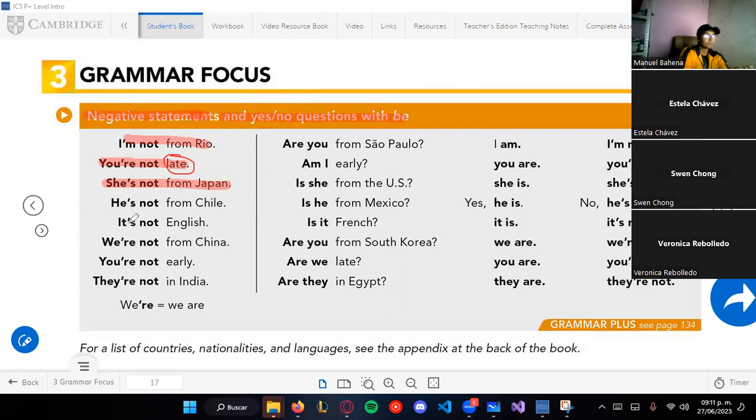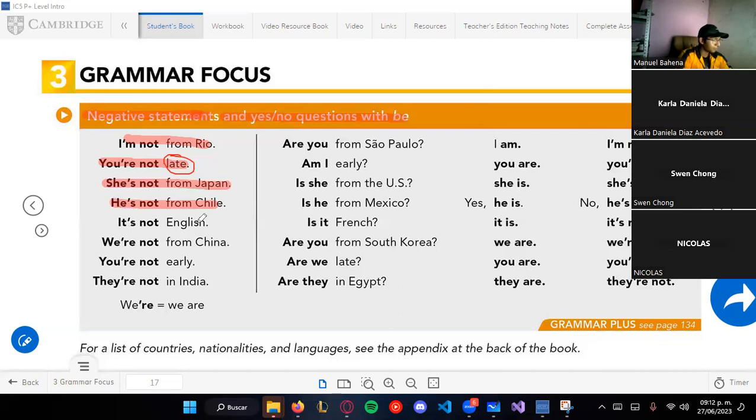Repeat. He's not from Chile. One more time. He's not from Chile. Excellent. Next one. What does that mean? ¿Qué significa esa? Él no es de Chile. Yes, he's not from Chile. Next one. It's not English.